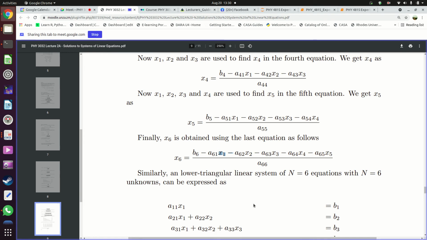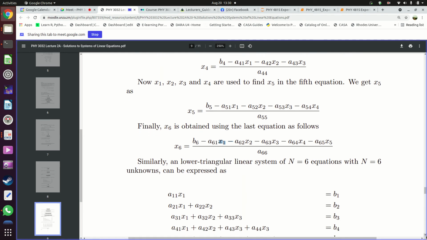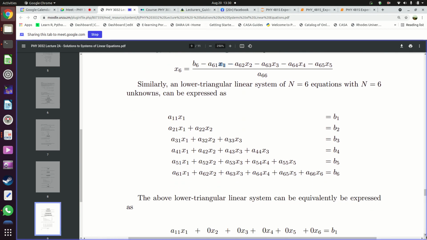Yes, sir. Okay, next, if we have this kind of system, which is a lower triangular system: A11 x1 equals B1, A21 x1 plus A22 x2 equals B2, A31 x1 plus A32 x2 plus A33 x3 equals B3, then A41 x1 plus A42 x2 plus A43 x3 plus A44 x4 equals B4, then A51 x1 plus A52 x2 plus A53 x3 plus A54 x4 plus A55 x5 equals B5, A61 x1 plus A62 x2 plus A63 x3 plus A64 x4 plus A65 x5 plus A66 x6 equals B6.